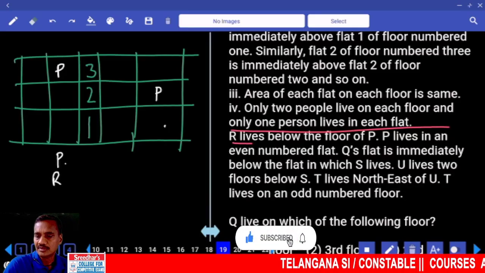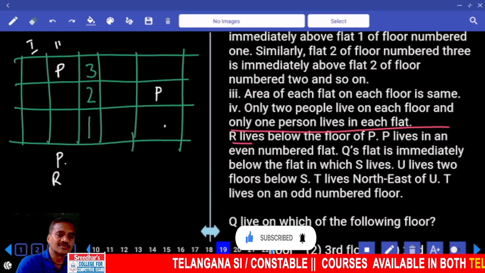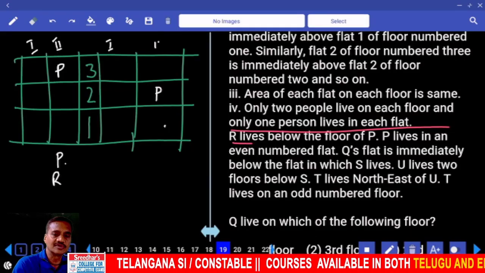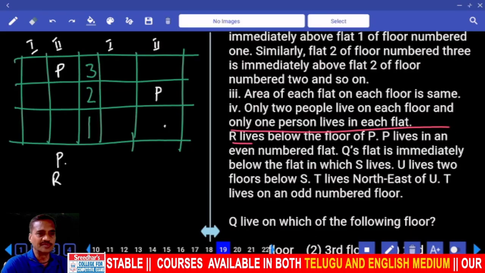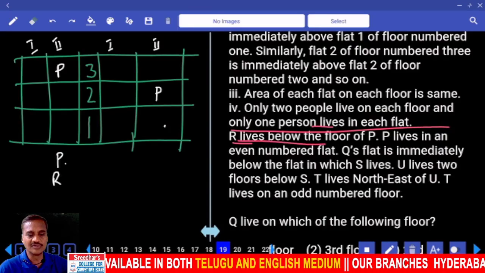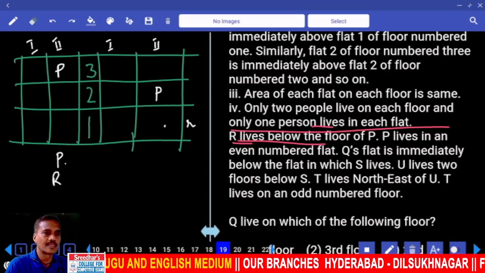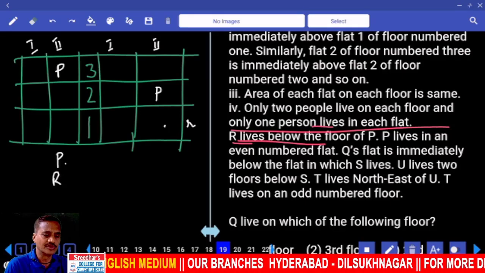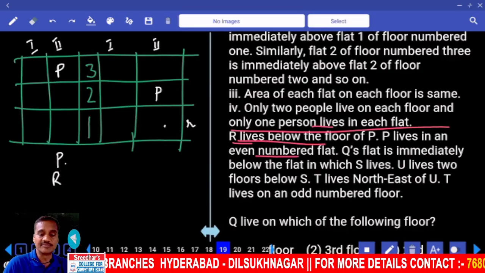P even number flat. Flat is the first flat, second flat. Is it talking about a floor or a flat? Flat. And only one person lives in each flat. R lives below the floor of P. And R can be either here or here. The next one, P lives on an even number flat.